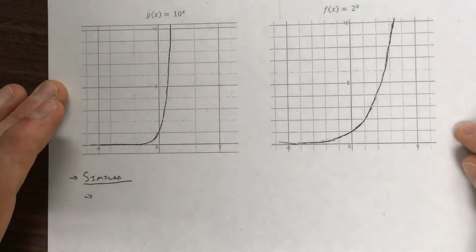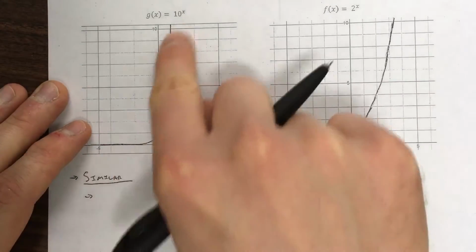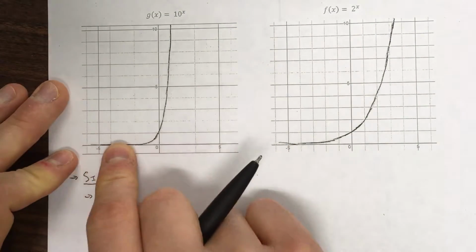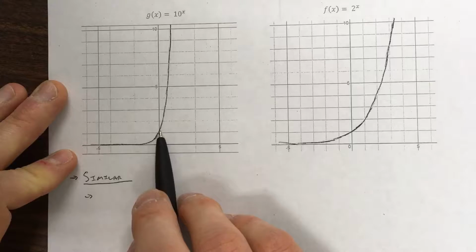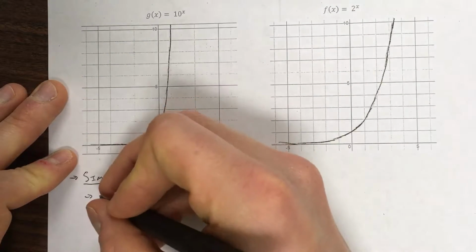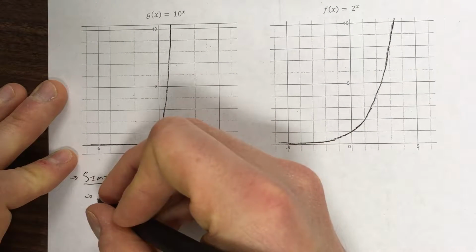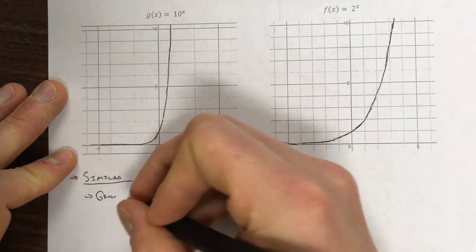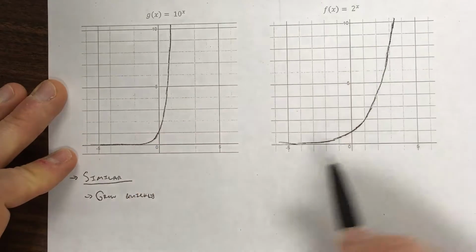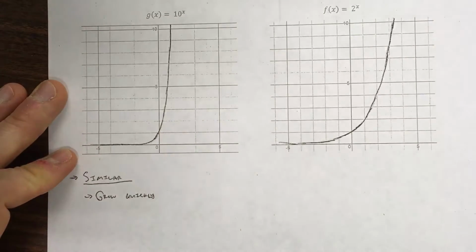So the first thing we noticed is they both have a similar shape. Here it's really small, and then once it gets past the y-axis, as one person said, it gets really steep, really quick. And so these exponential functions, they grow very quickly. Both of these do.